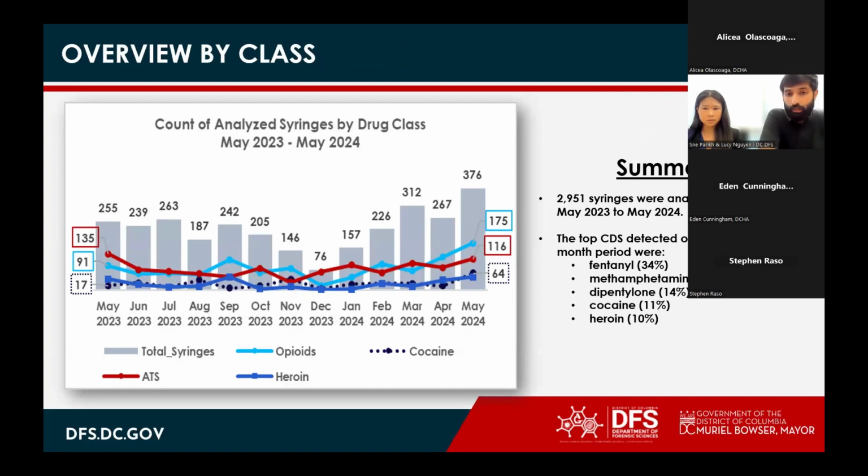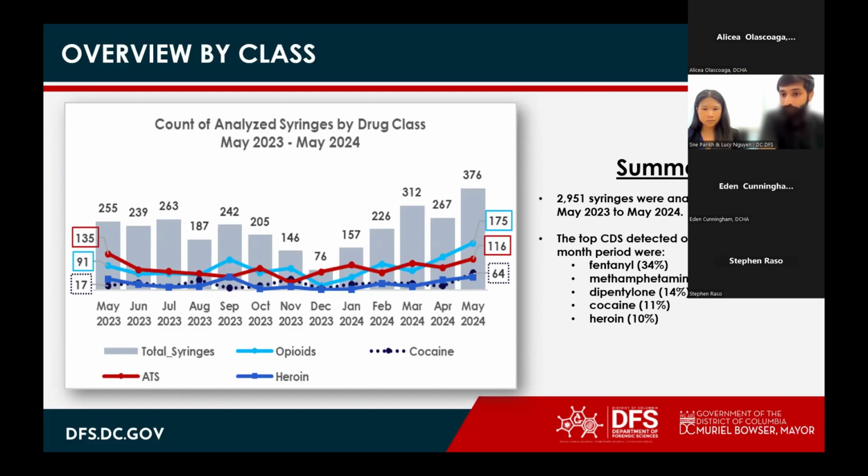So this is one of our graphs that we include in our monthly report. It's actually one of the first graphs you'll see on the report. Basically, this is a very high-level overview of insights that we were able to glean within the past 13 months. As you can see from the summary portion here, we analyzed close to 3,000 syringes between May 2023 and May 2024.